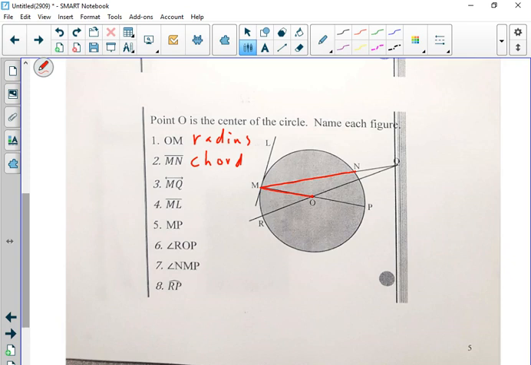Now MQ overwrites and keeps going past N to Q. And actually it says it's a line, so a line not a segment. So you could visualize it going back this way also. So since MQ is going outside of the circle, that is a secant. ML, which is completely outside the circle, right here, touching at this point M, is a tangent line.